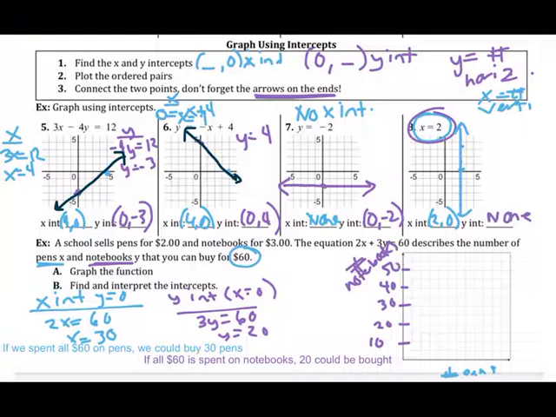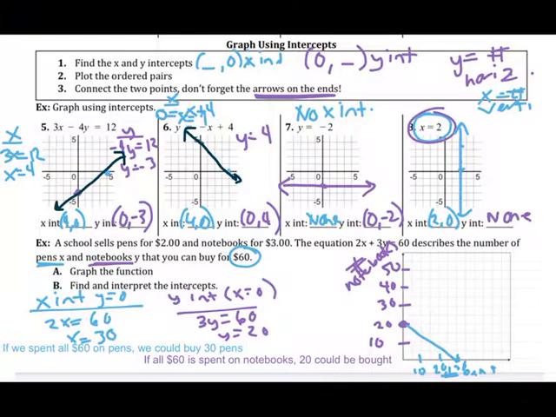Like so. So the y-intercept is (0, 20). I'm going to put a point right here. The x-intercept, I'm still going to go by 10. So 10, 20. Notice there's no negative numbers here. It wouldn't make sense for us to talk about a negative number of pens or notebooks. So here's the x-intercept. When we connect this, we are not going to put arrows on the ends because, again, it doesn't make sense to be talking about a negative number of pens or notebooks.